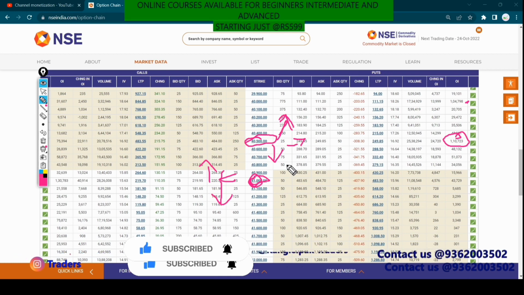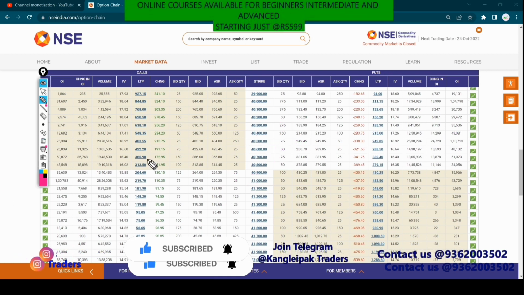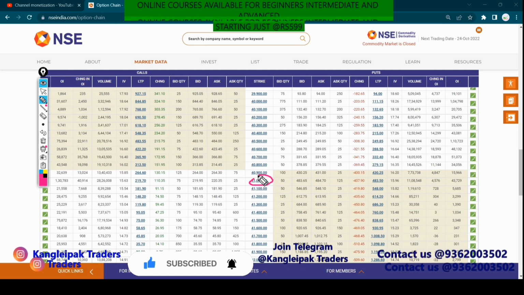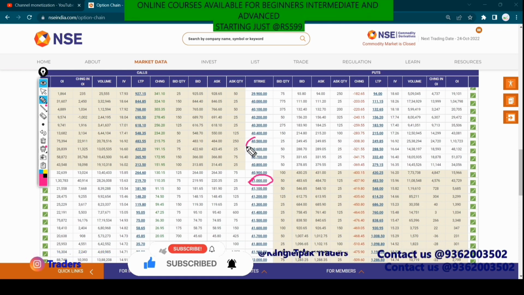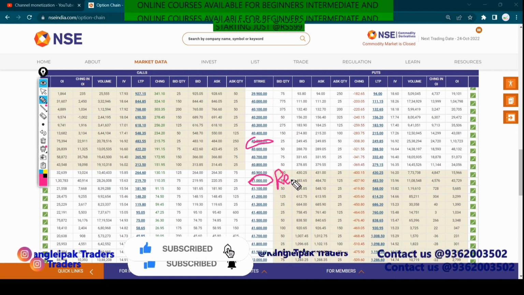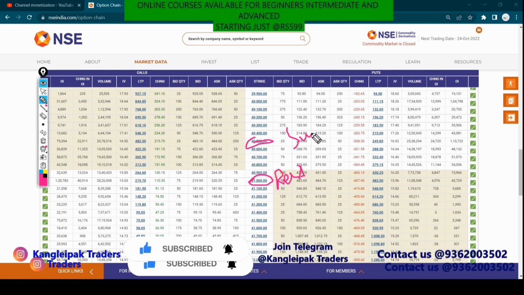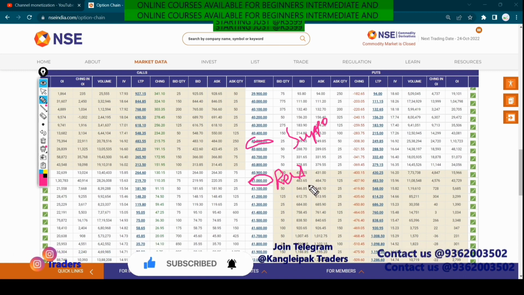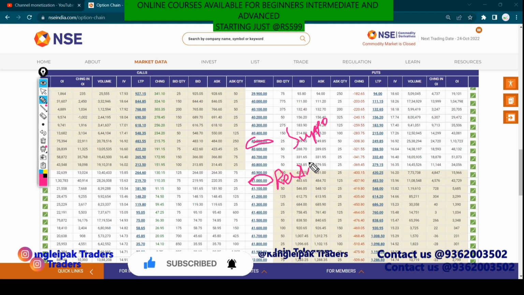41,000 is the high point and 40,500 is the low point. So 41,000 will be the resistance and 40,500 will be the support. And what is resistance? Resistance is the place where it will reverse from.